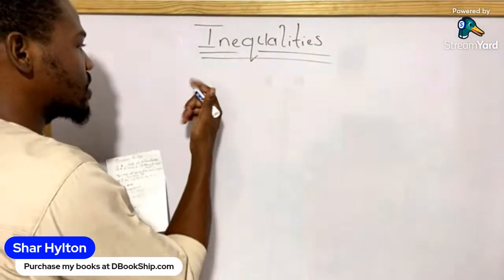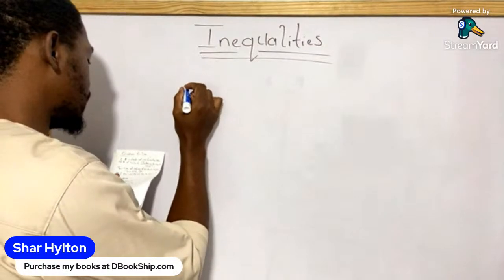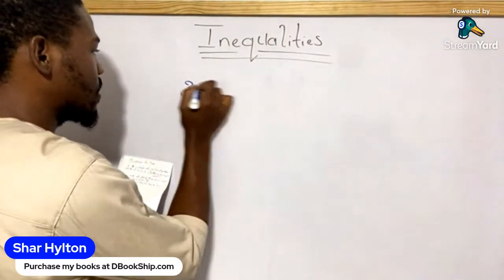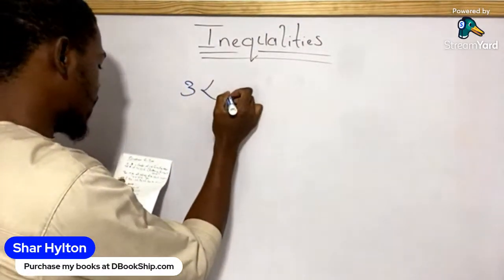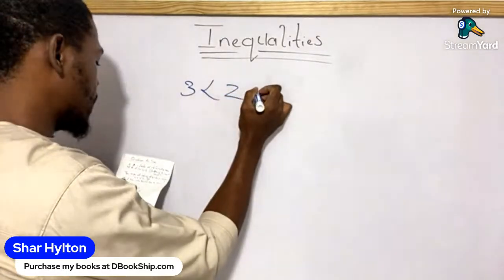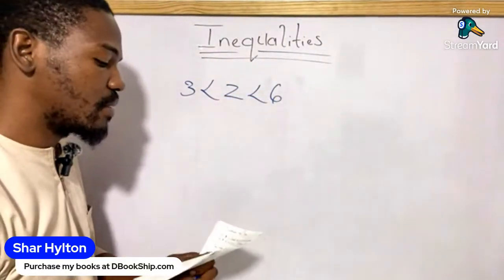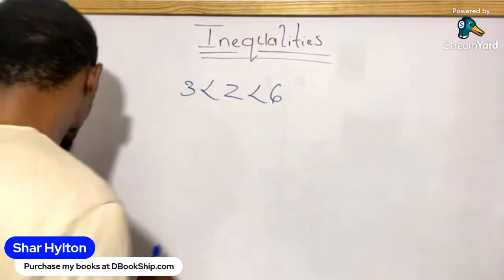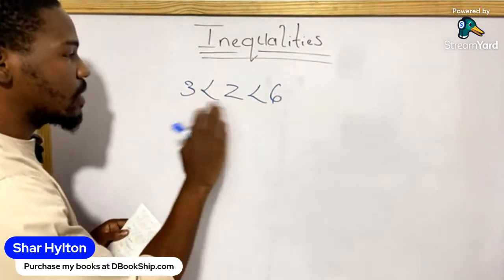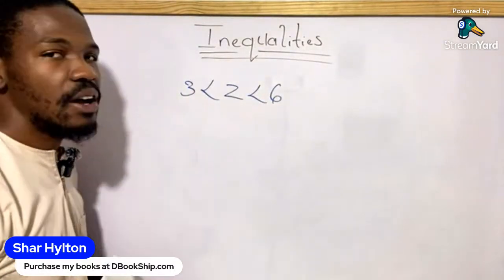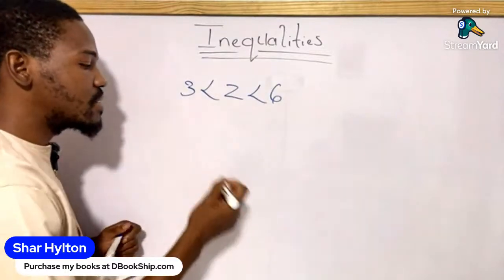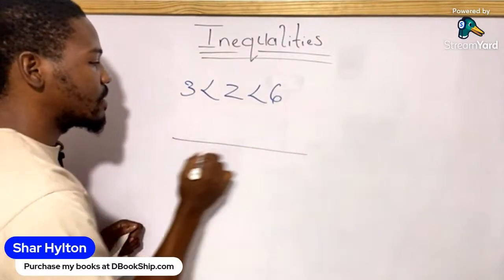So let us say that I have, for example, 3 is less than z, which is less than 6. Now let us look at that. If we were to look at this, how would I represent this on the number line? Well, it is very simple. We just draw a line here.